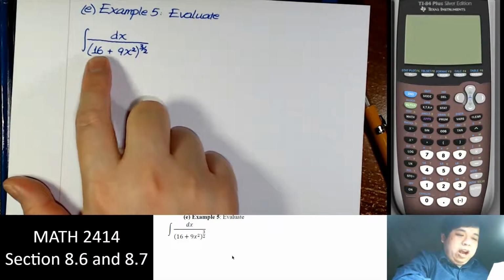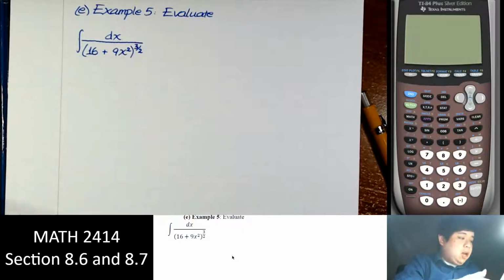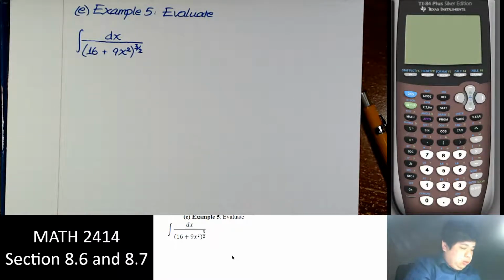Right. So usually we have 16, that is 4 square, 9, 3 square. So we have the sum of 2 squares. So that is section 8.4 where we make the trig substitution.